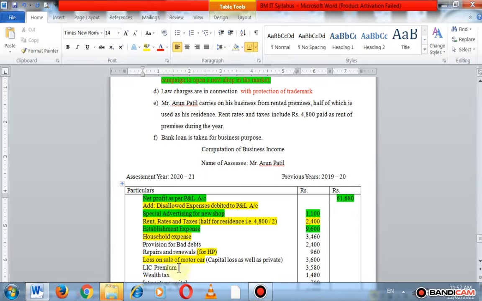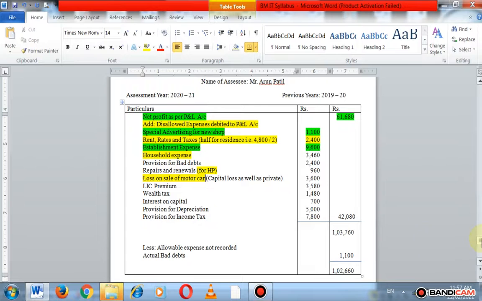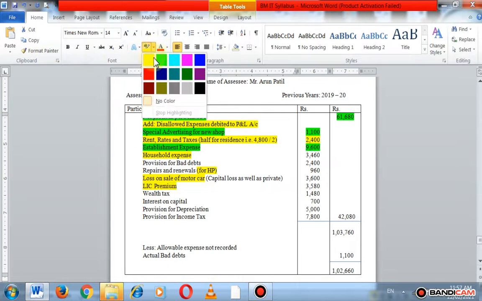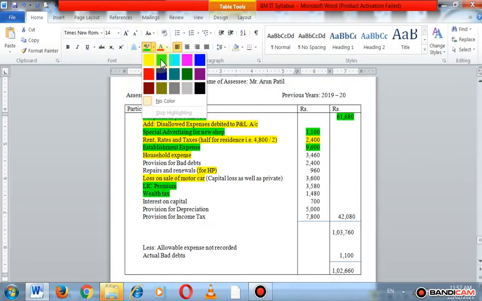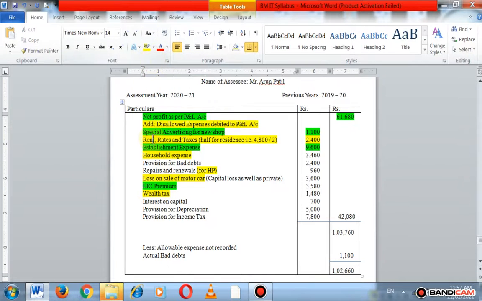त्यानंतर लाईफ इन्शुरन्स प्रीमियम. ओके, स्वतःच्या आयुष्याचा त्यानं प्रीमियम किंवा LIC काढली असेल त्याचा तो प्रीमियम भरतोय आणि खर्च दाखवतो बिझनेसचा, होईल का, होणार नाही. ओके, तो पर्सनल खर्च आहे, तो डिसअलाउड राहील. त्यानंतर वेल्थ टॅक्स, संपत्तीचा टॅक्स जो आहे तो त्याचा वैयक्तिक टॅक्स आला. ओके, वैयक्तिक प्रॉपर्टीचा टॅक्स तो काय बिझनेसचा राहणार नाही म्हणून डिसअलाउड.